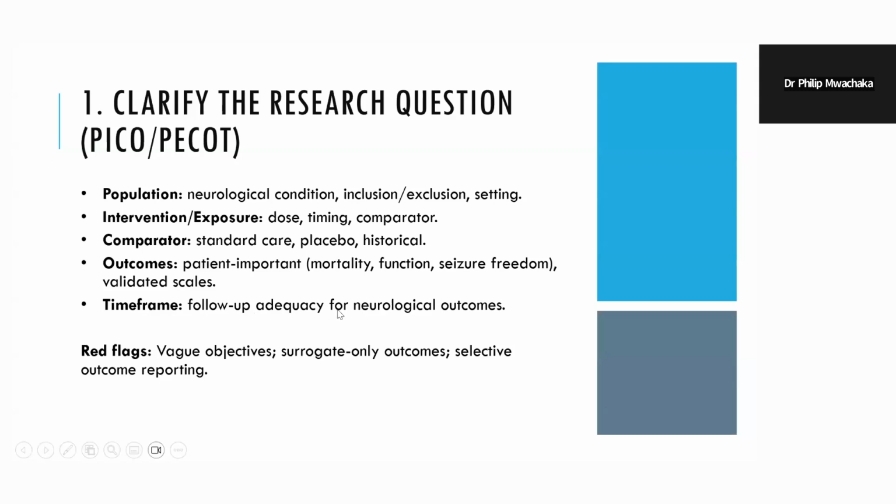The other thing that needs to be clear is the outcomes. And there are outcomes that are very, very important, especially when you're looking at interventional studies, like mortality, the function of the patient, if it's a seizure medication, seizure freedom. And then was there use of validated scales to assess the outcome? So if you are looking at pain scores, there are usually validated scales for that, cognitive functions, etc. So these ones have to be clearly stated.